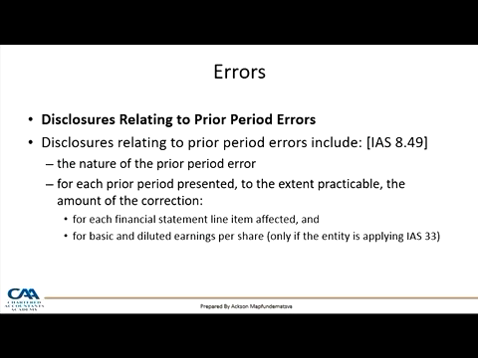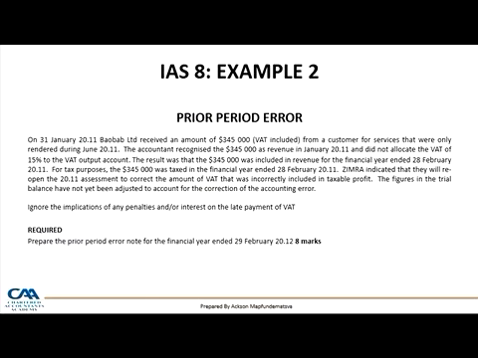Disclosures relating to prior period errors include the nature of the prior period error, for each of the prior periods presented, to the extent practicable, the amount of the correction for each financial statement line item affected, and for basic and diluted earnings per share. The amount of the correction at the beginning of the earliest prior period presented, if the retrospective restatement is impracticable, an explanation and description of how the error has been corrected. Financial statements of subsequent periods need not repeat these disclosures, as these corrections would have been made in the current year.